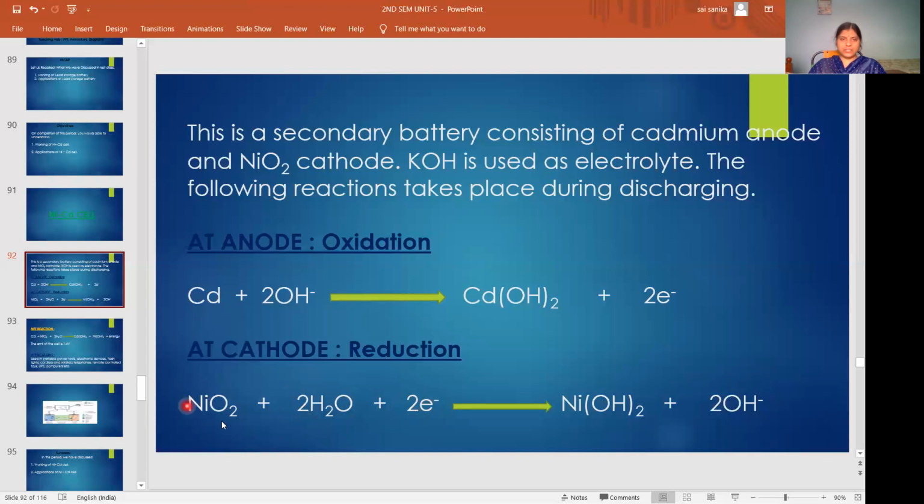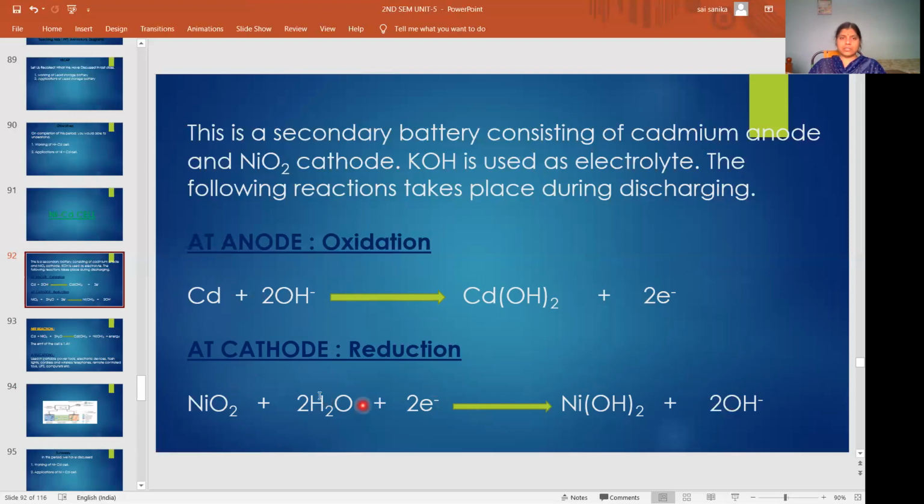electrons. So here if you see nickel oxide, what is the oxidation state of nickel? For 2 oxygens, minus 4, so nickel is in plus 4 state. As it is taking 2 electrons, it is converting into plus 2 nickel hydroxide. Okay, plus 2. So it is undergoing reduction. Losing of electrons is called oxidation and gaining of electrons is called reduction.